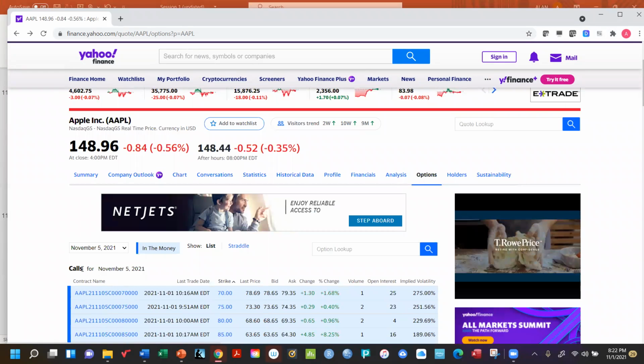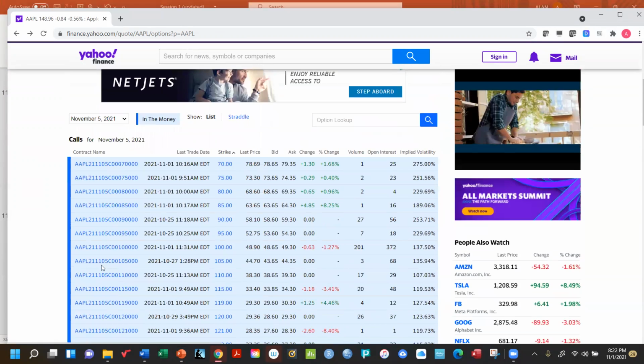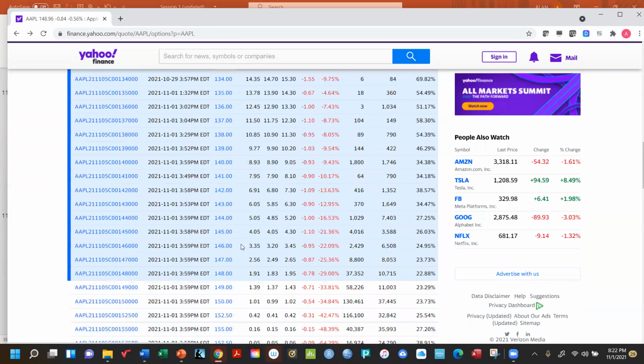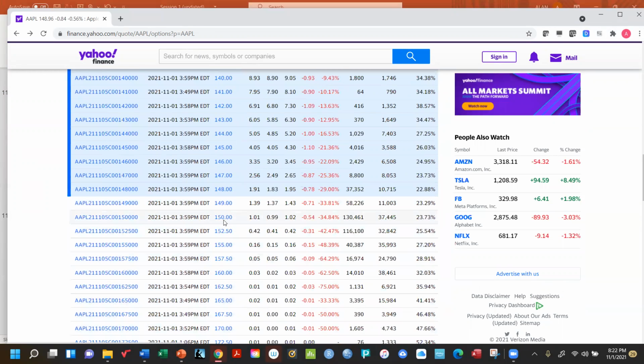This is referred to as a call option. And there's a bunch of them to choose from. This number right here, the strike price, means I'm buying the right to buy a share of Apple stock for $150. The option will cost me $1.02. So there's the price. It'll cost me $1.02 to buy the right to buy the Apple stock for $150.